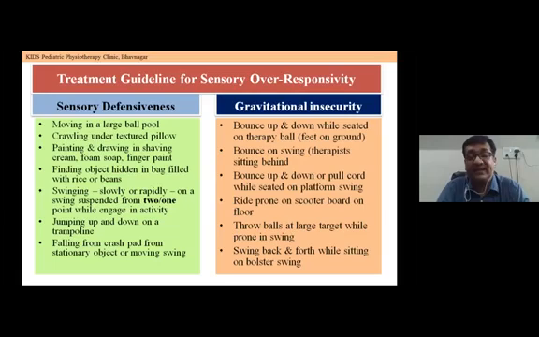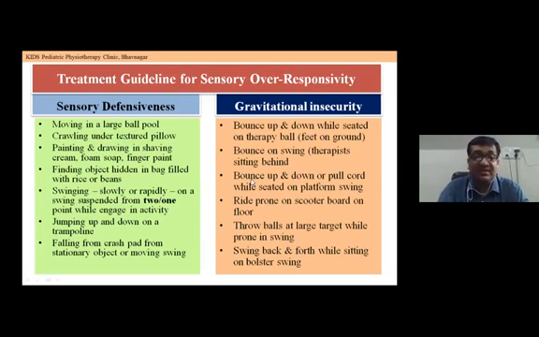Now once we assess through this test I showed you, or through sensory modulation, how are we going to treat it? Treatment guidelines. These are a few examples of how we can treat it. For sensory over responsivity.